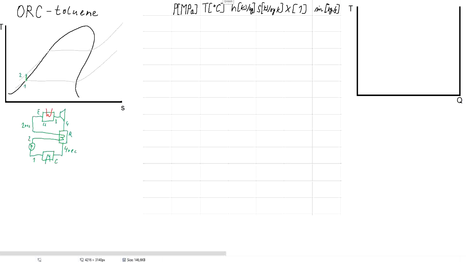So that was point 2. Now some heat will be transferred in the recuperator, some heat in the evaporator, so that we get to the point of saturated liquid. Following is the evaporation, where saturated vapor will be 0.3. We will not assume any superheating.